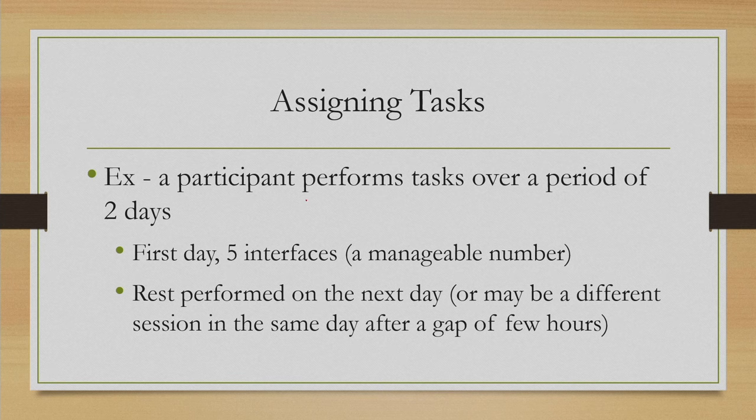For example, a participant performs the tasks over a period of 2 days, first day 5 interfaces, maybe over 3 sessions, which is a manageable number, and the rest performed on the next day, again over 3 sessions, or maybe a different day with one day gap in between. Anything is possible. So these are manageable numbers and participants may not refuse in such cases.